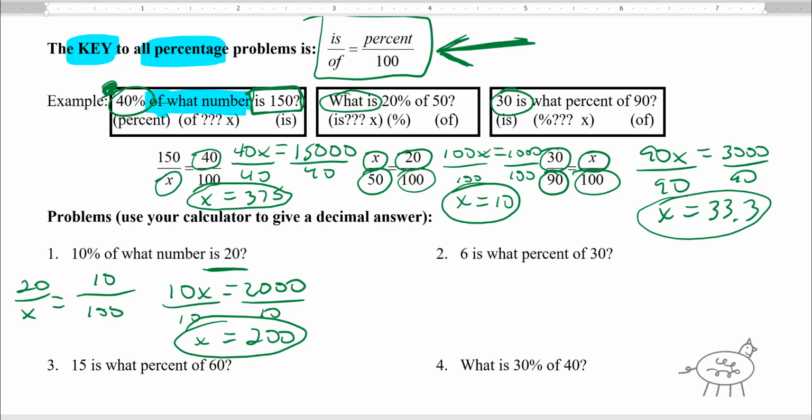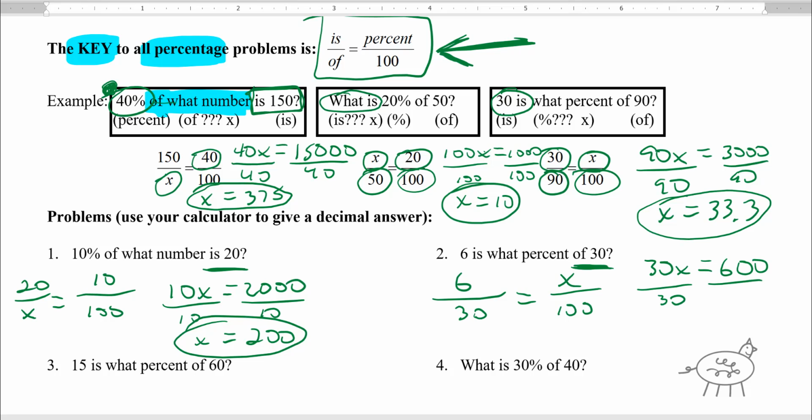Next one. 6 is, so you put that where the is. 6 is what percent? That's your variable. What percent, always over 100, of 30. So you put a 30 where the of is. We're going to cross multiply. So 30x equals 600. Put in your calculator, 600 divided by 30 is 20. So 6 is 20% of 30.